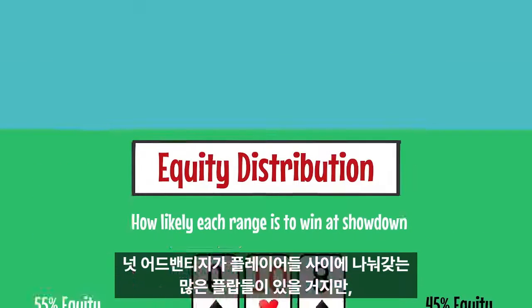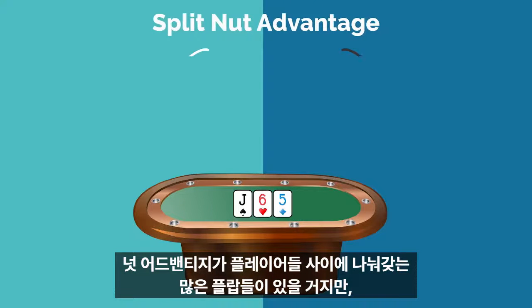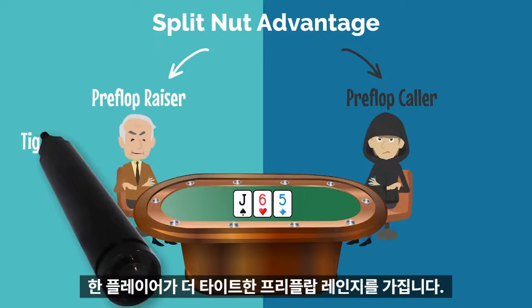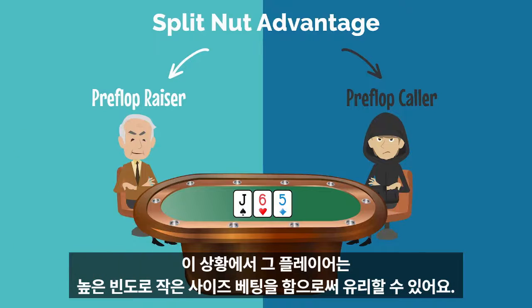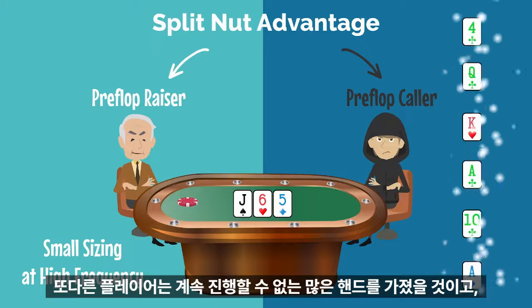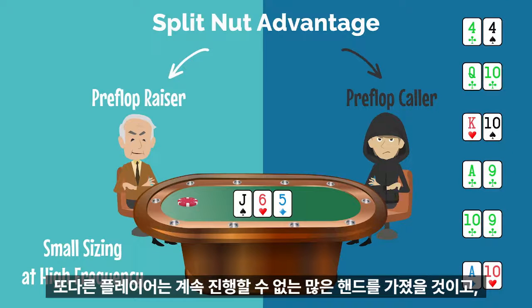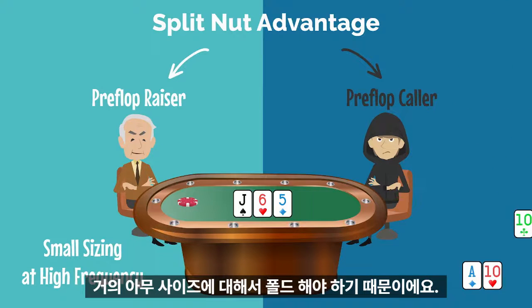There will be many flops where nut advantage is split between players, but one player has a tighter preflop range. A tight range means fewer weak hands. In this scenario, the player benefits from betting a small sizing with high frequency because the other player will have a lot of hands which can't continue and have to fold to almost any sizing.